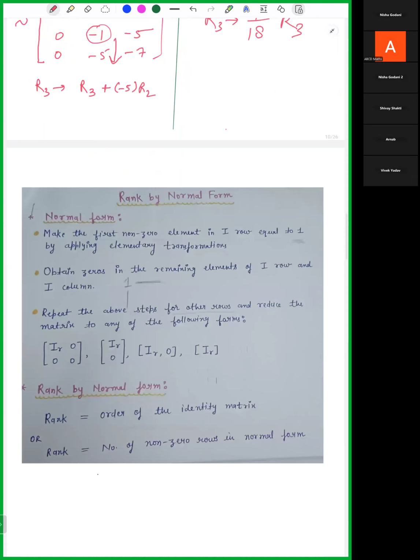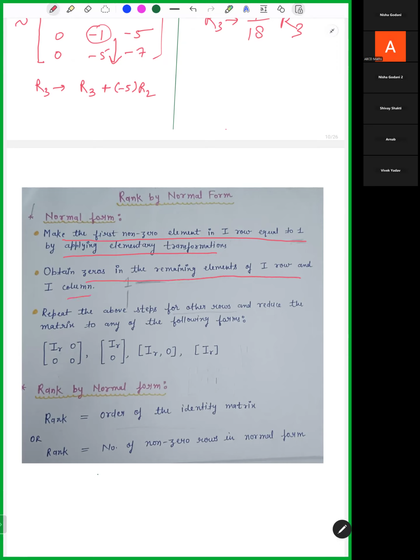Let's move to finding the rank by normal form. Now you will see that in normal form, it is compulsory to have 1. The non-zero entry in a row must be equal to 1. It is compulsory. So see what normal form is. Make the first non-zero element in the first row equal to 1 by applying elementary transformations. So it is compulsory to have 1. But other than that, what is compulsory? Obtain zeros in the remaining elements of the first row and first column.